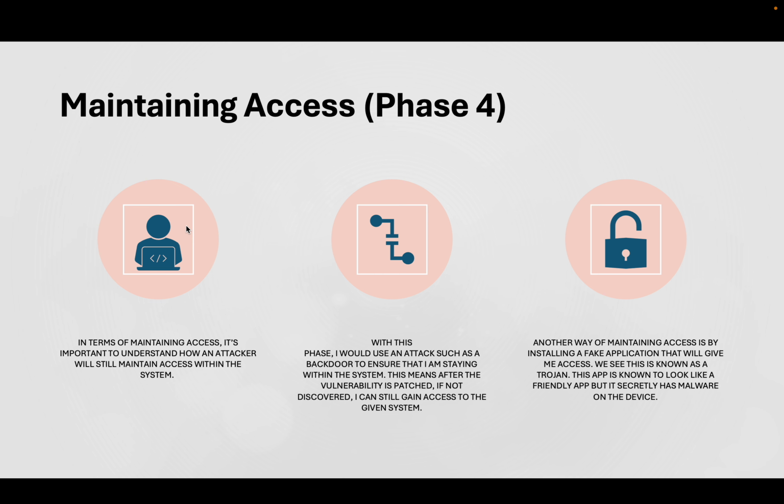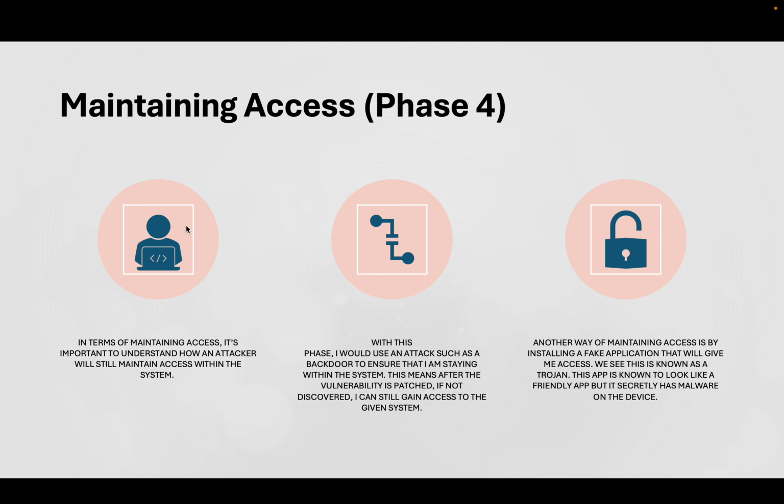And number 4, phase 4, the attacker would like to maintain access. In terms of maintaining access, it's important to understand how the attacker will still maintain access within the system. Usually there are different types of tools which they can use. One of the biggest tools is known as a backdoor. This is a way of gaining access even if the actual vulnerability is found, because a backdoor gives the attacker a different way of still penetrating the system while still going against different types of vulnerabilities. If you don't patch backdoors and actively go through different types of testing, then they can still have access to your system.